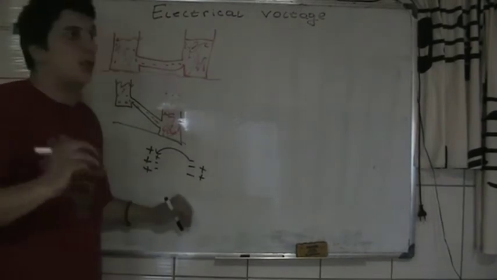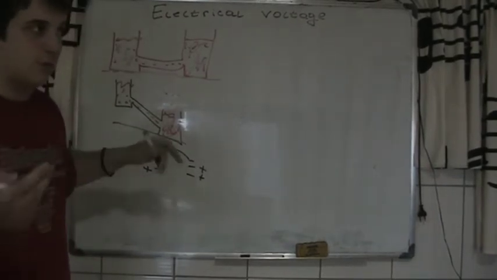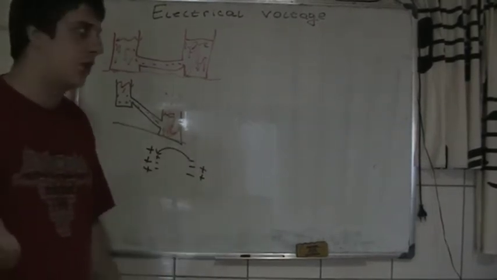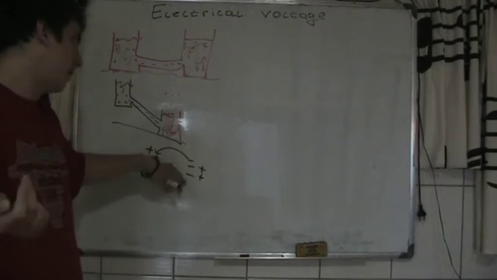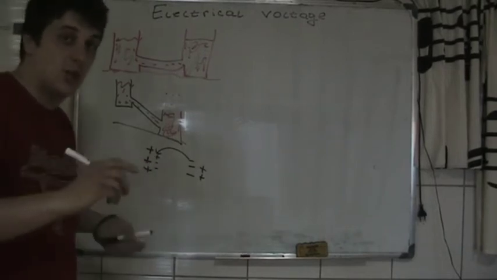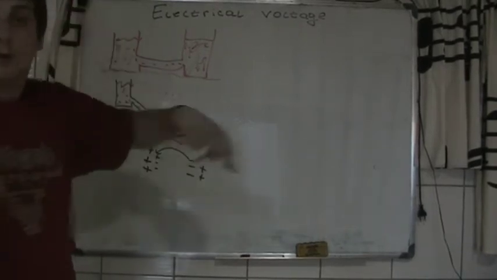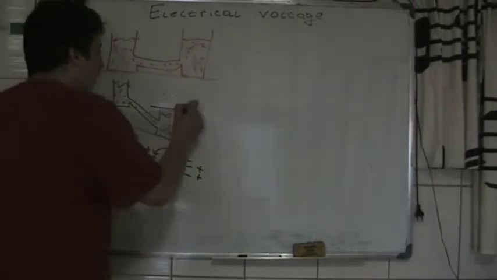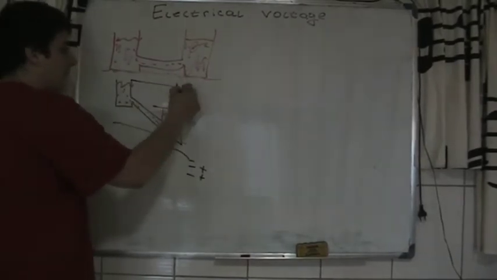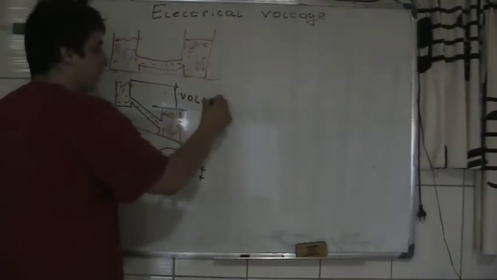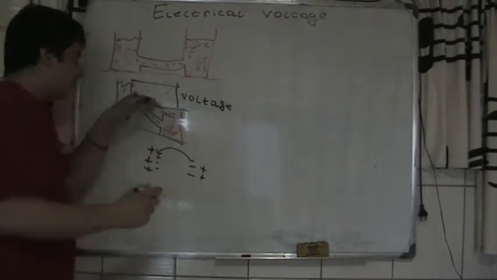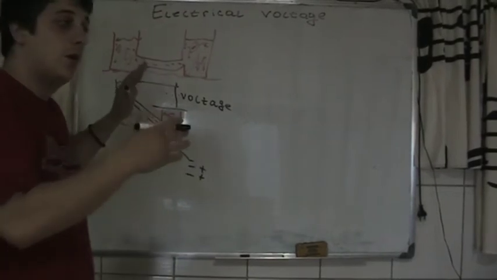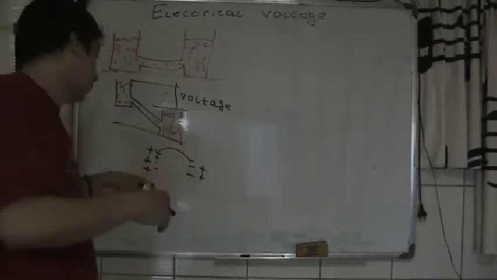So the potential difference between two points is called voltage. Here we have an electrical voltage, with a flow of electrons. That's why we say electrical voltage. Voltage is the difference of higher and lower potential, with a plus or minus sign.